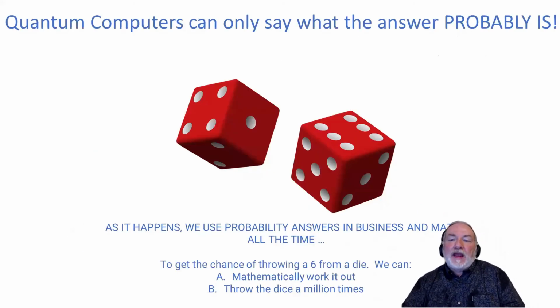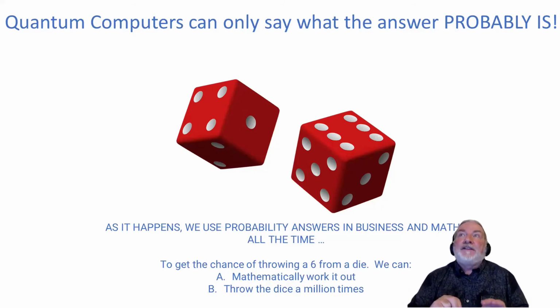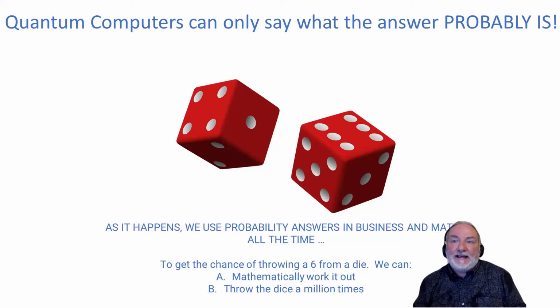And again, quantum computers can only say what the answer probably is. Now, people think, isn't it able to find the best path, but may not necessarily tell you it's the right path? No, it's programmed to tell you what's called the ground state.